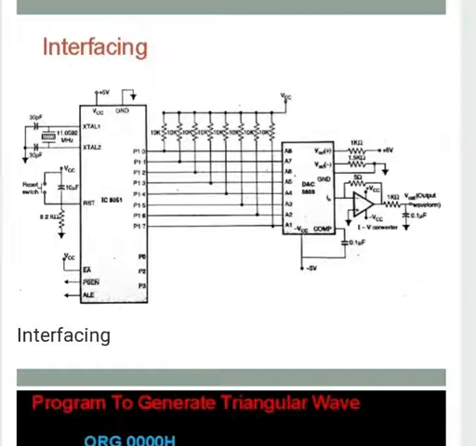So in between, the 10 kilo ohm resistor is used, which is connected to the VCC. The 10 kilo ohm resistor is connected from port P1.0 to P1.7 pins to the A1 to A8 pins of the DAC.